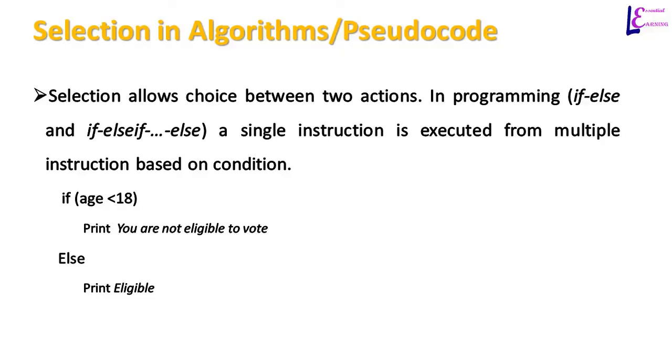In real life, we come across many situations where we have to make a choice between different things or select from different alternatives based on certain situations. In computers, the selection construct allows a choice between two actions. In programming terms, if-else and else-if statements are used to select the instructions that need to be executed based on the condition. The following pseudocode prints or selects the first statement to execute if age is less than 18, else it prints the second statement.